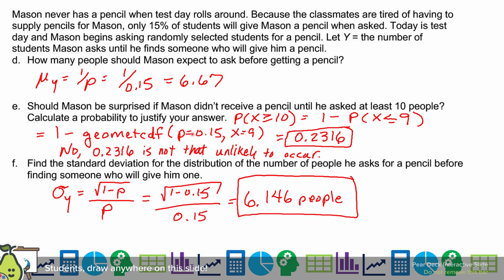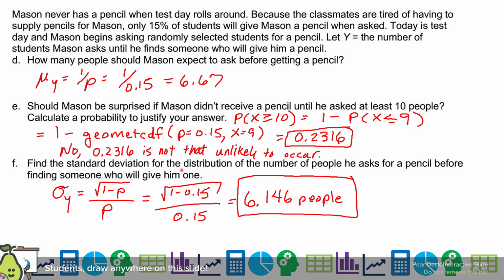And that's a second distribution function, guys. Make sure you know how to do it. It equals 0.2316 after you subtract all that from 1. Since 23% is not that unusual, he shouldn't be surprised if he has to ask at least 10 people. It won't happen all the time, about 23% of the time.